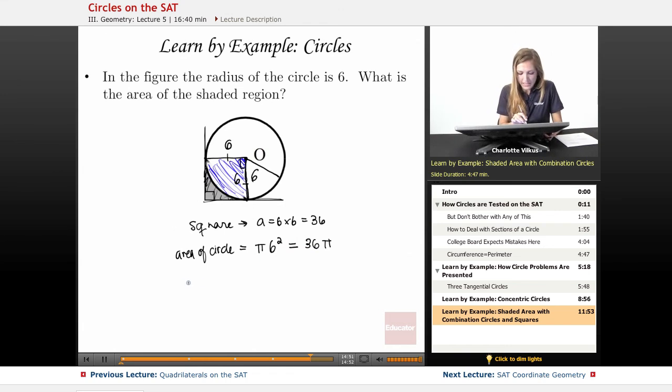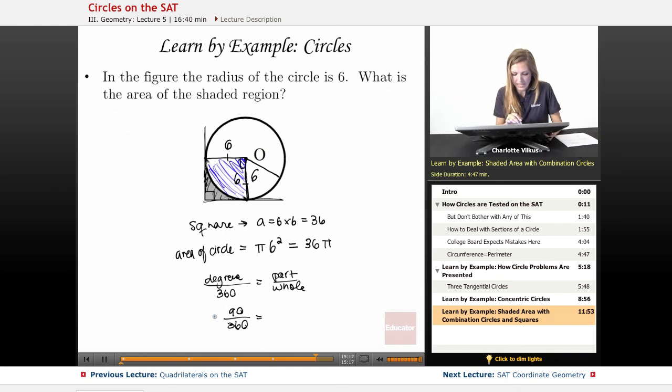And if I were to go back to the equation that I previously mentioned, which is that basically the degrees that we're looking at over 360 is equal to the part over the whole, I could say that 90 over 360 is going to be the part of the area that I care about, which is a quarter circle, because 90 over 360 simplifies to 1 over 4. So the area that we care about is the part over the whole area.